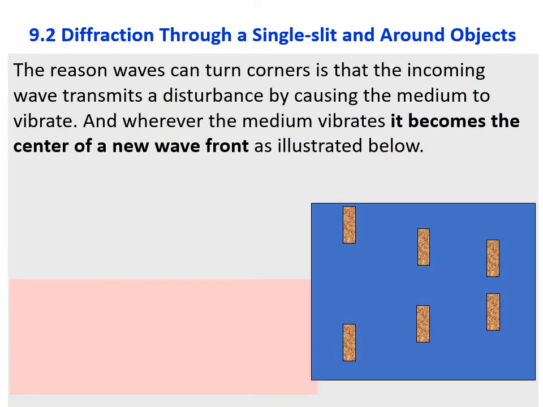So the reason waves can turn corners is that the incoming wave transmits a disturbance by causing the medium to vibrate. And wherever the medium vibrates, it becomes the center of a new wavefront as illustrated below. But of course, light needs no medium. But here we'll use water waves. You can see the effect of aperture size on this bending of the wavefront.